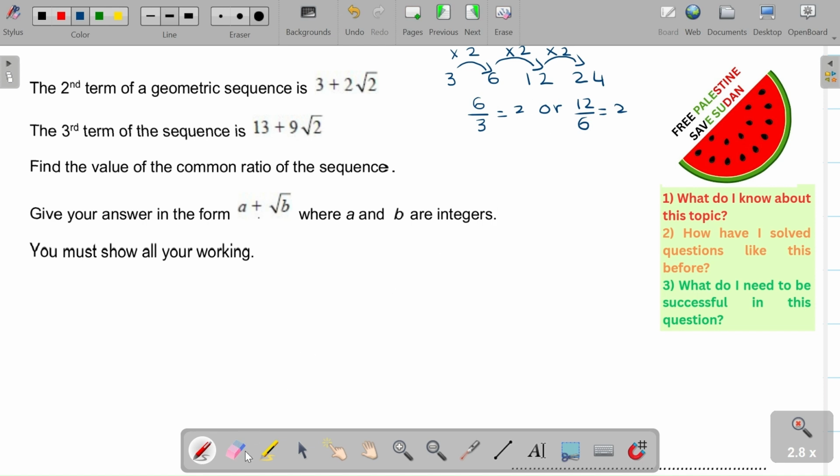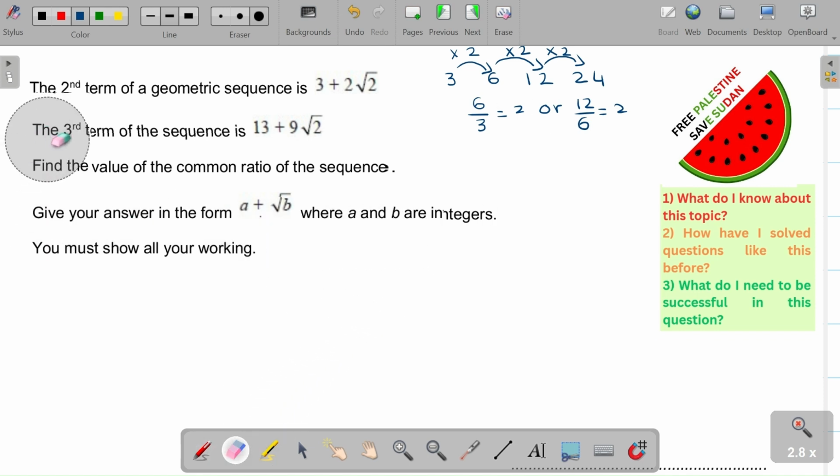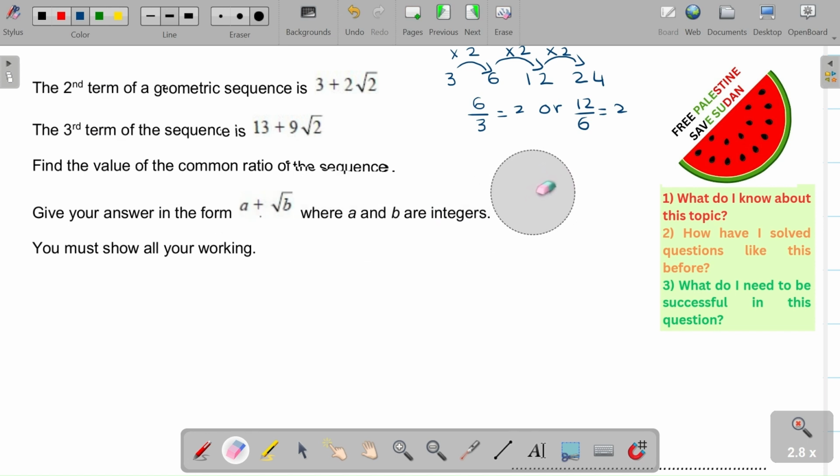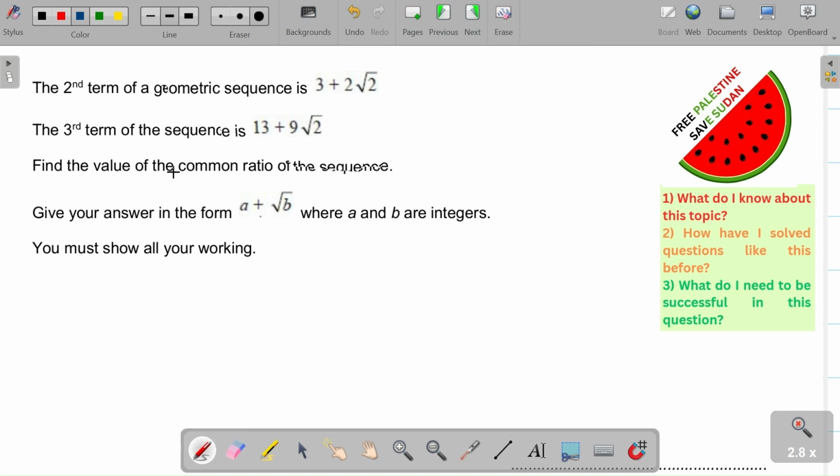And the reason I'm explaining this to you is because they give you the third term and the second term. So if I divide the third term by the second term, it should give me the common ratio. So let's get started over here. First thing I'm going to do is write 13 plus 9 root 2, the third term, as the numerator of my fraction, and I divide it by 3 plus 2 root 2.